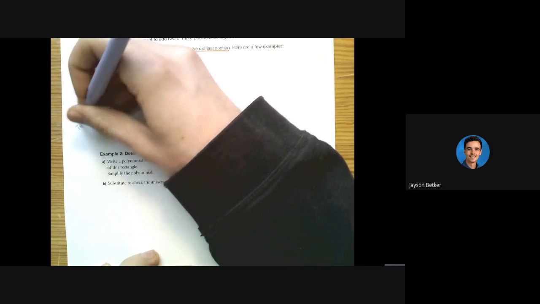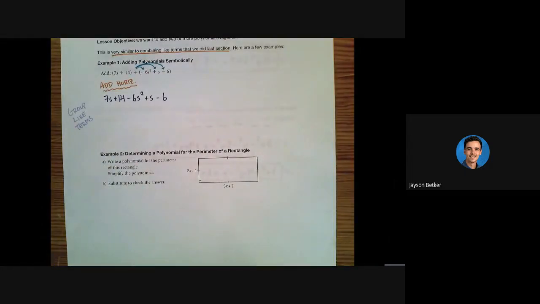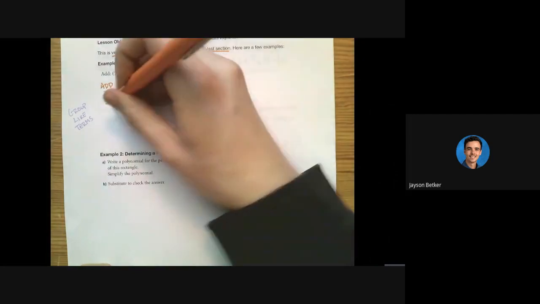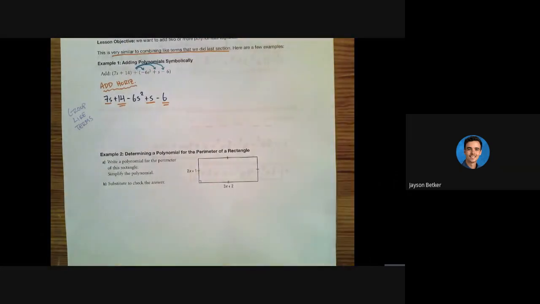Now, just like with our last one, our main step here is going to be grouping like terms. If we can group like terms, it makes our life a lot easier to see what we actually need to be adding up. My like terms are the s's and then the numbers. Those are the like terms that we need to add up. Okay, so let's group them.